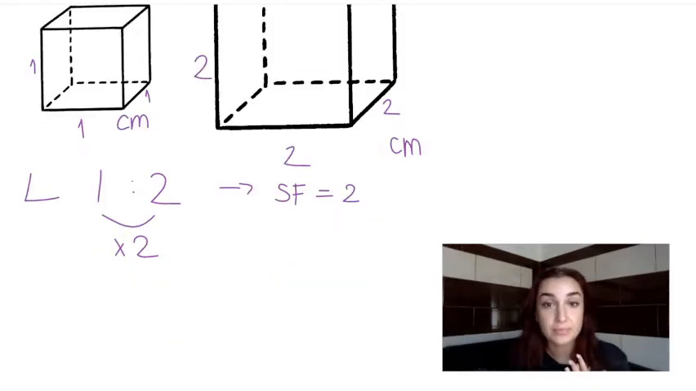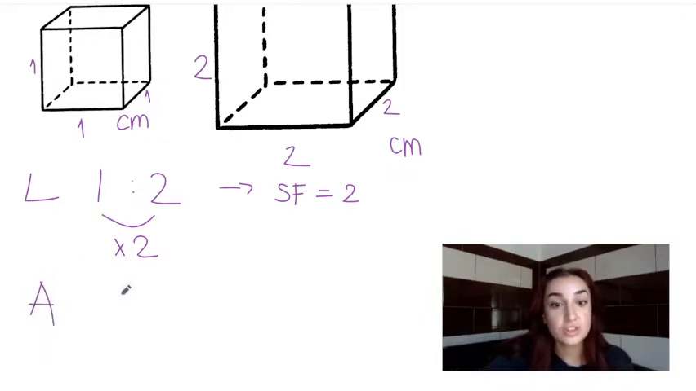Now let's look at area. The area of the first cube will be 1 times 1, which is length times width, times 6 because a cube has 6 faces. So that will be 6 times 1 times 1, which is 6 centimeters squared. In order to calculate the area of the second shape, it will be 2 times 2, which is 4, times 6, which is 24. So 24 centimeters squared.